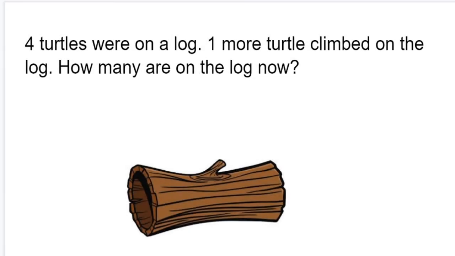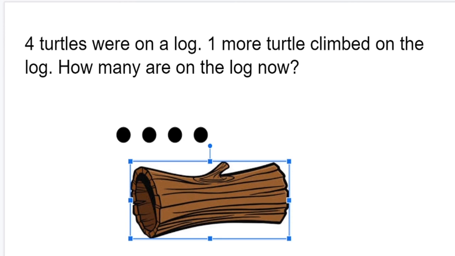All right, let's see how you did. It says 4 turtles were on a log. So I take my 4 turtles, but of course I'm not going to draw turtles. I'm just going to use dots. 1, 2, 3, 4 dots. That represents 4 turtles that were on the log.